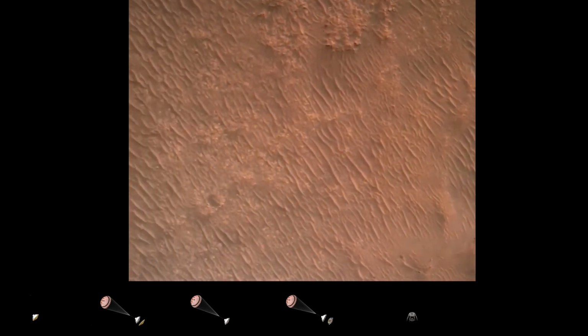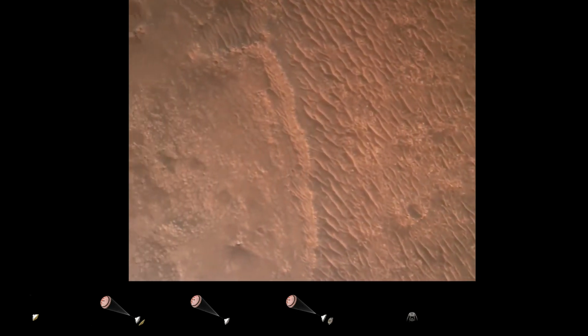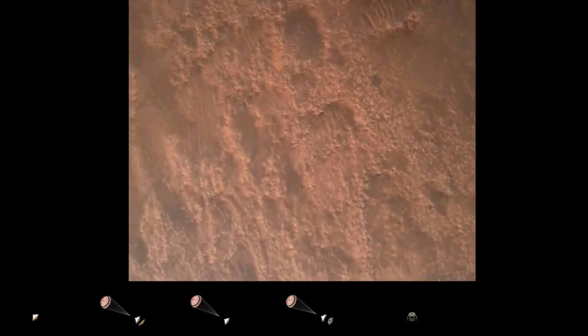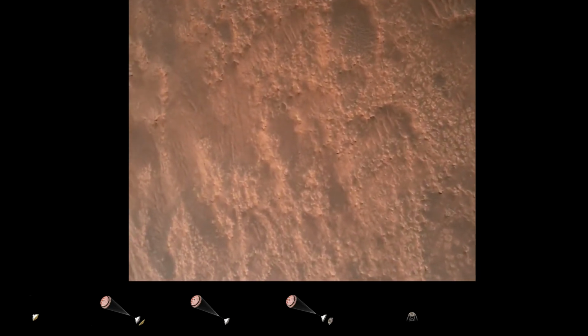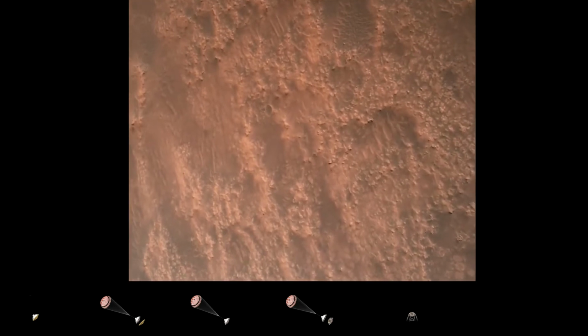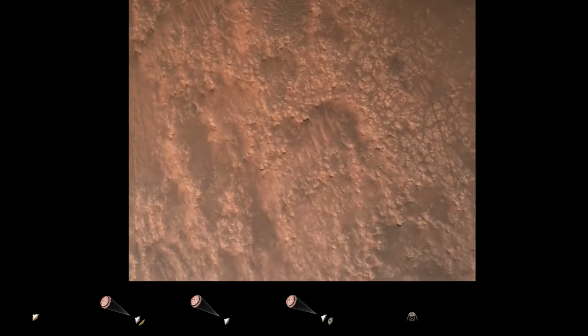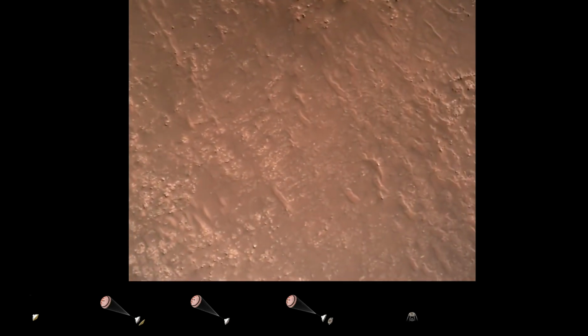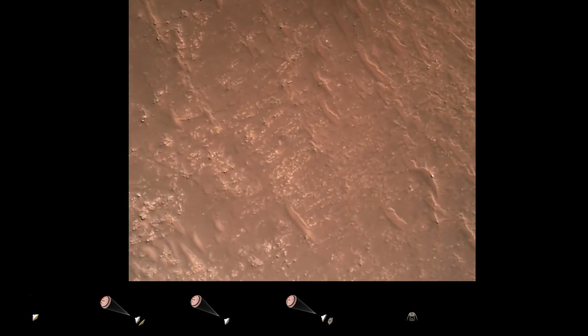Current velocity is about 75 meters per second at an altitude of about a kilometer off the surface of Mars. Here in safety Bravo. We have completed our terrain relative navigation. Current speed is about 30 meters per second, altitude of about 300 meters off the surface of Mars.